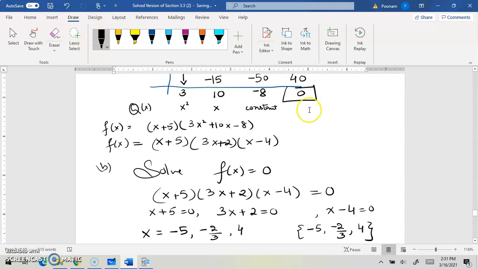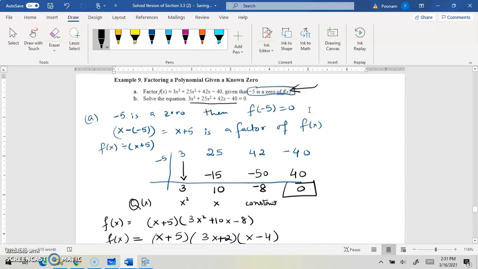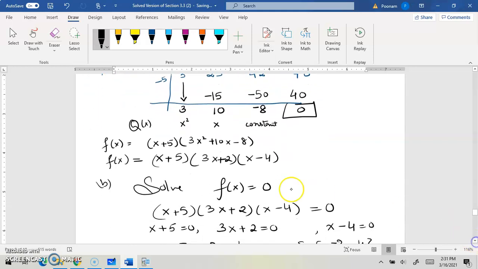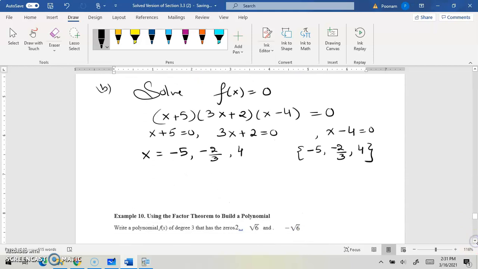So you see how the fact that we know synthetic division and we know the factor theorem, we know that if negative 5 is a zero of the function, then x plus 5 will be a factor, right? If x plus 5 is a factor, we can find the quotient, and that quotient we can factor further, which will help us find all the zeros of the function.